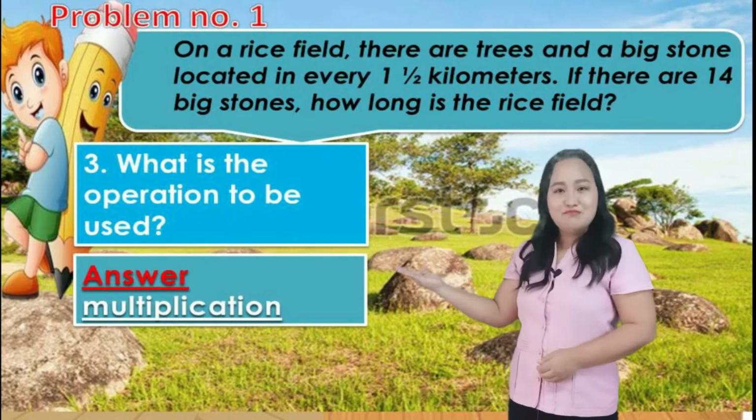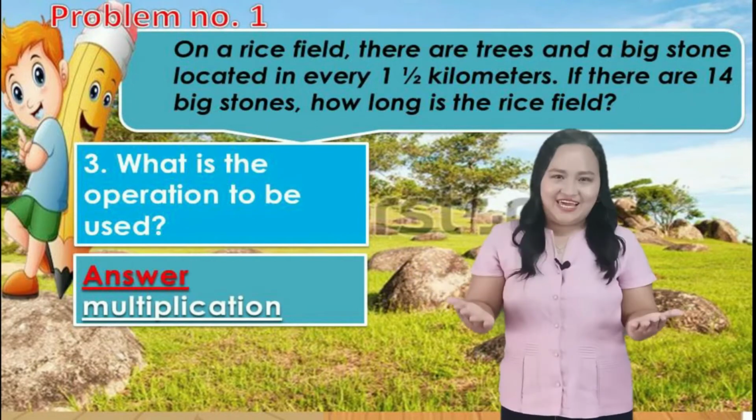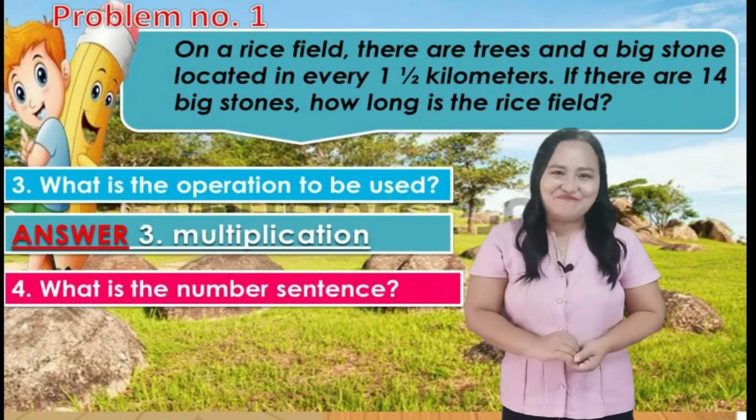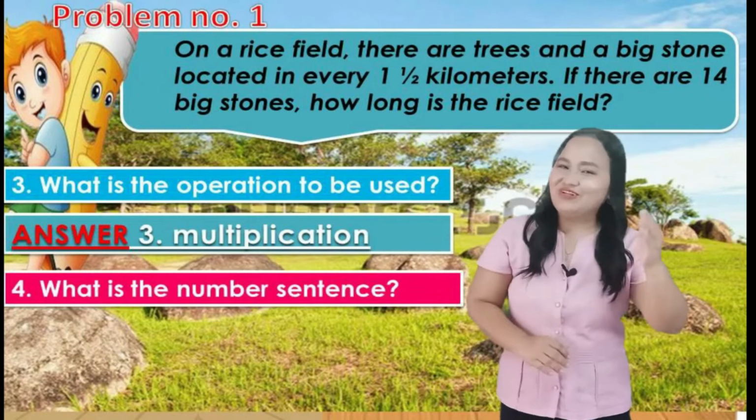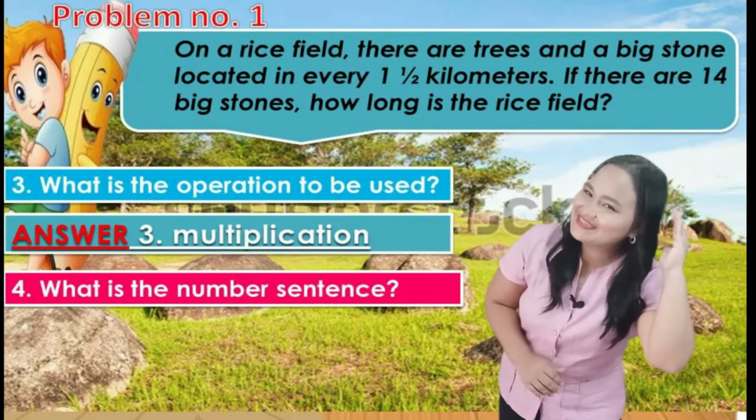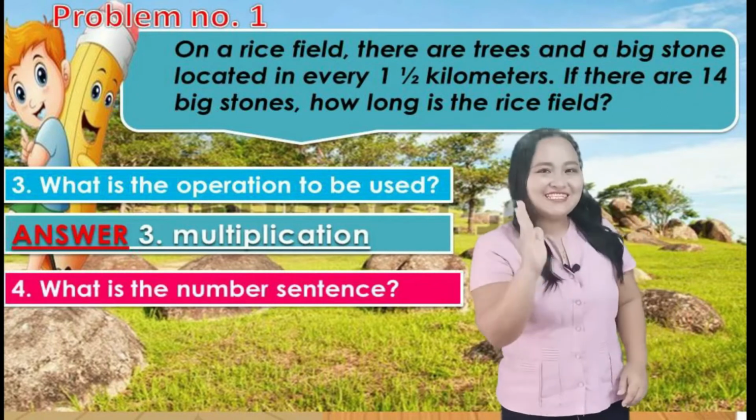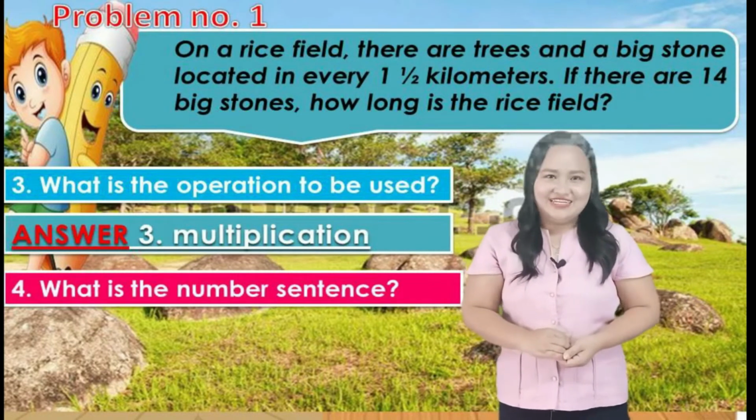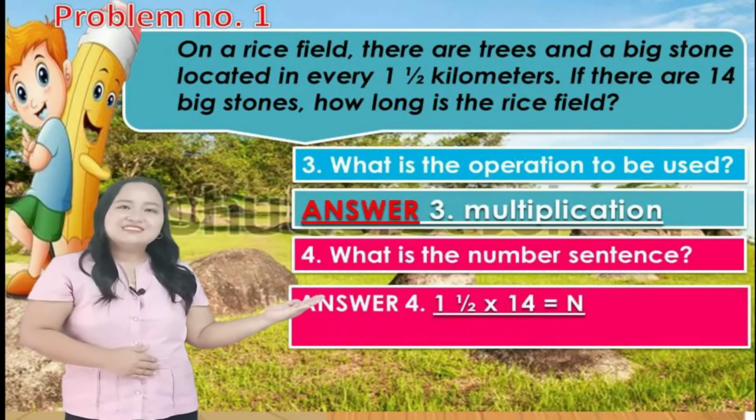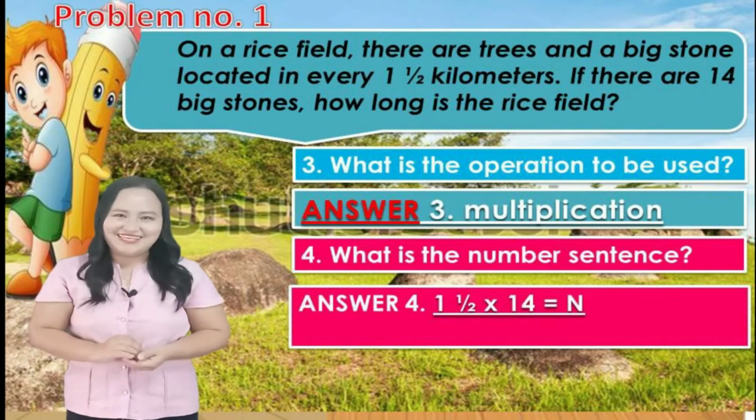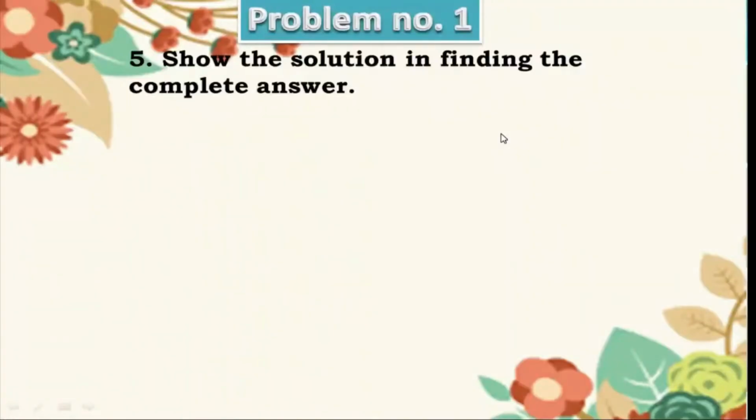The answer is multiplication. Okay, what is the number sentence? What will be your answer? That's correct. The answer is 1 and 1/2 times 14 equals n. Show the solution in finding the complete answer. 1 and 1/2 kilometers multiplied by 14 big stone.